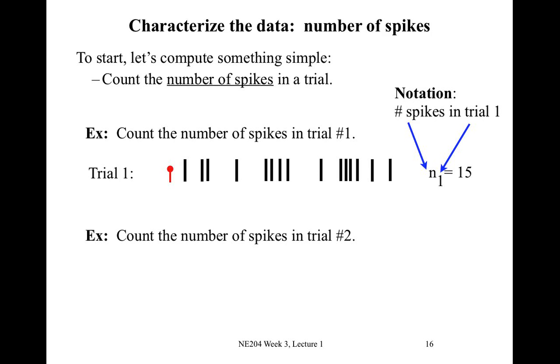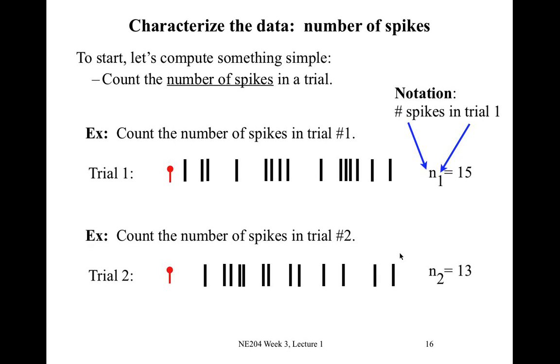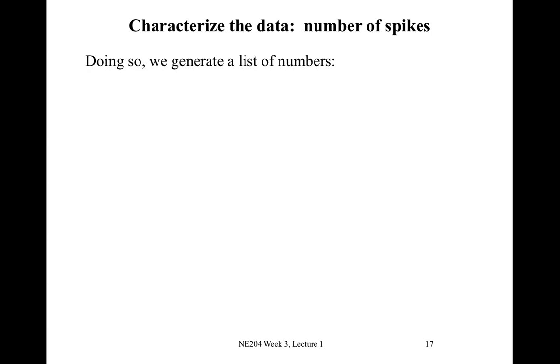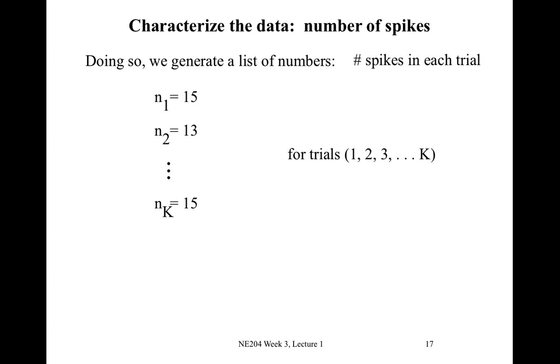And we can repeat this procedure for different trials. So let's count the number of spikes that occur in trial 2. Here's trial 2. We can count up the number of spikes. The symbol we'll use in this case is N sub 2 to represent the number of spikes, N, in trial 2. And we find in this case that there are 13 spikes that occur in trial 2. So if we repeat this procedure for each trial, we generate a long list of numbers, which represents the number of spikes in each trial. We saw that in the first trial, N sub 1, we have 15 spikes. In the second trial, N sub 2, we have 13 spikes. And so on. We can repeat this procedure until we get up to the kth trial. N sub k in this case is also equal to 15 spikes.